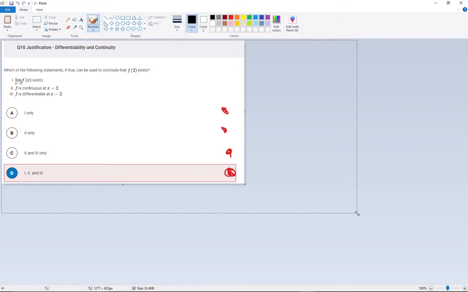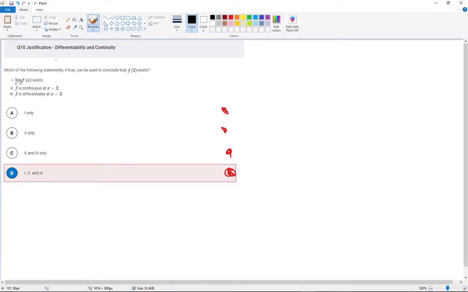Okay, now we're gonna look at a justification, differentiability, and continuity. Which of the following statements is true? Can be used to conclude that f'(2) exists. Here let me draw a little graph. So we want to prove that at this point f'(2) exists. They're giving us the conditions that the limit as x approaches 2 of f of x exists, and f is continuous at x equals 2, and f can be differentiable.